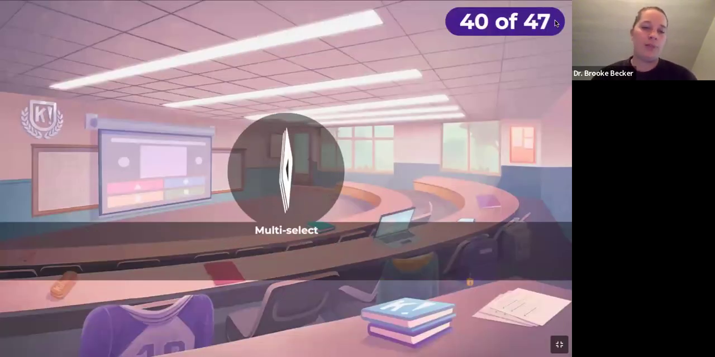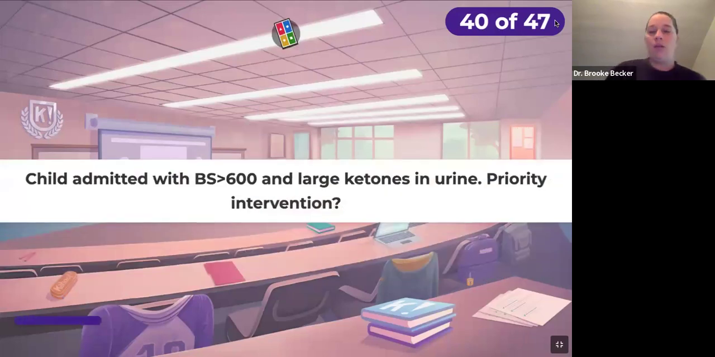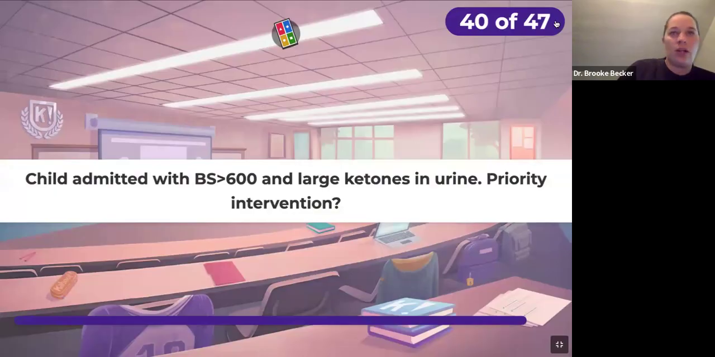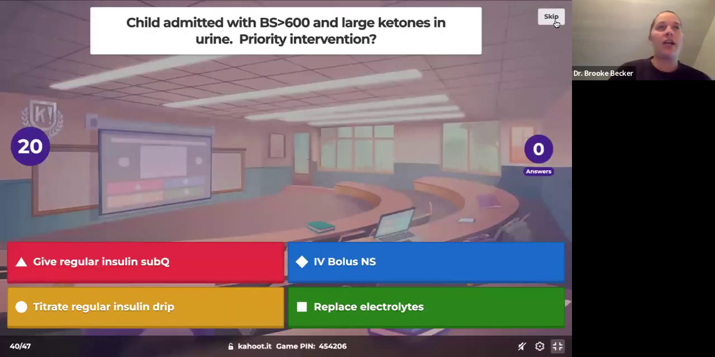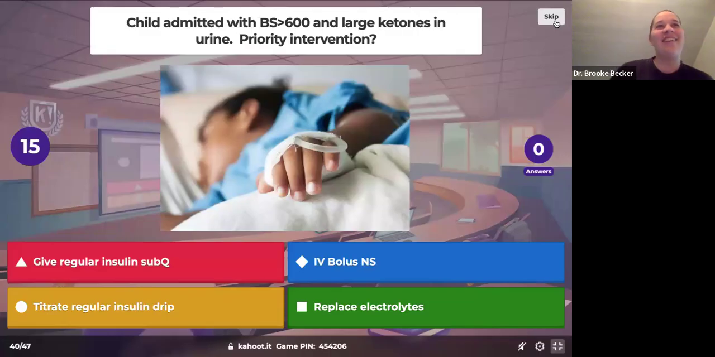Another multiple select. A child is admitted with a blood sugar greater than 600 and large ketones in their urine. What's your priority intervention? I saw your guys' faces. You're like, oh crap. So: give regular insulin sub-Q, an IV bolus of normal saline, titrate an insulin drip, or replace electrolytes. What's your priority?